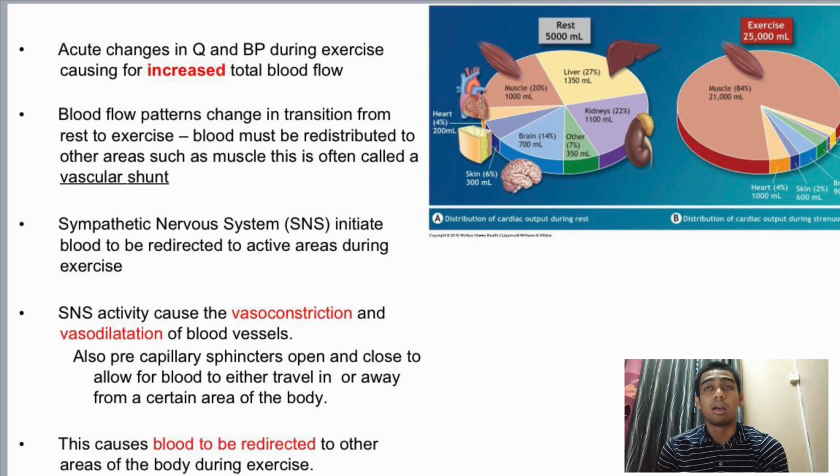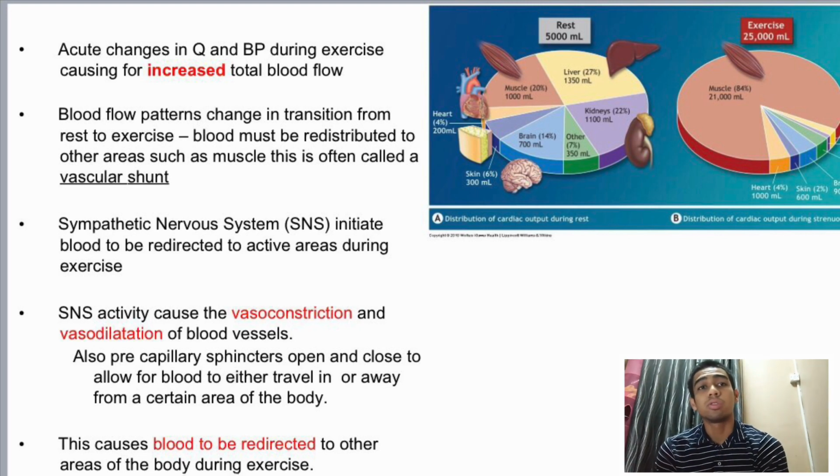We use more blood at the muscle. The blood flow pattern change in the transition from rest to exercise is called vascular shunt. This is determined by the sympathetic nervous system, which initiates blood to be redirected to the active area during exercise.